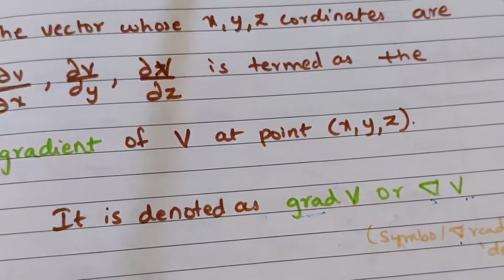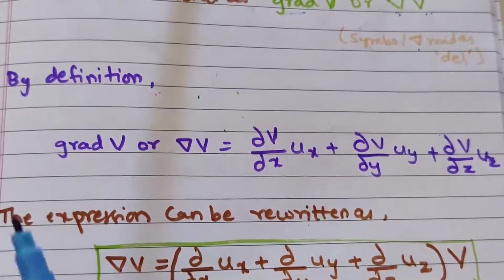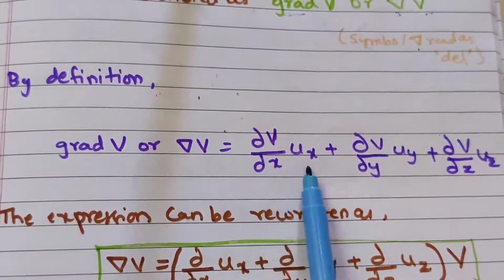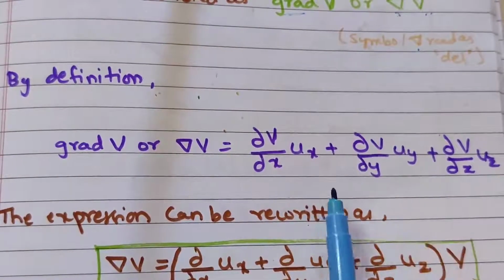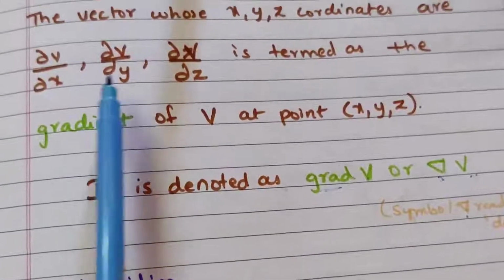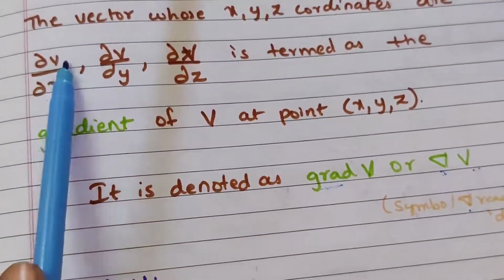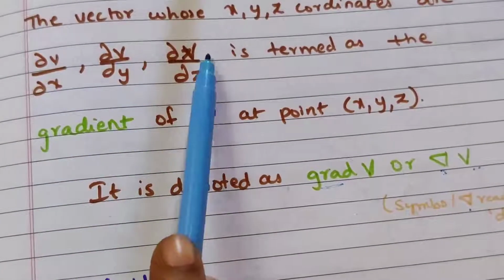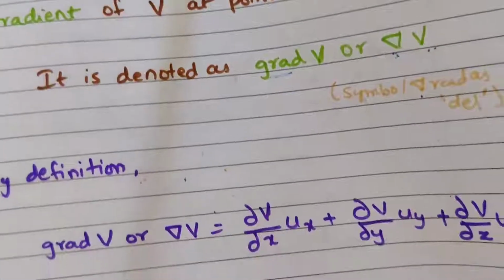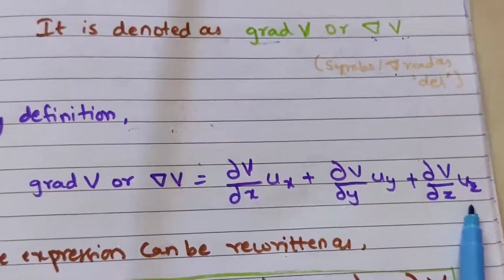By definition, you can call it grad V or del V, equal to ∂V/∂x u_x, plus ∂V/∂y u_y, plus ∂V/∂z u_z. We have already taken these coordinates as ∂V/∂x, ∂V/∂y, ∂V/∂z, and here you are just adding the unit vectors u_x, u_y, and u_z. Then you will get this equation for grad V.